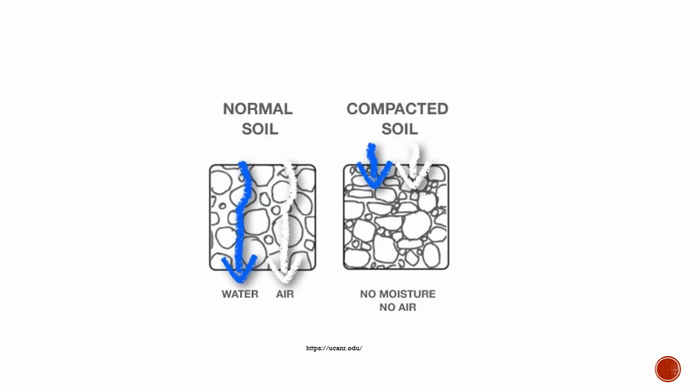Compacted soil is a huge part of the problem with our soils, certainly in new construction and anything that's had a lot of foot traffic, etc. With normal or ideal soil, the water and the air are going to go right through there, but with compacted soil, it may not make it in. And if it does make it in, it may not leave.